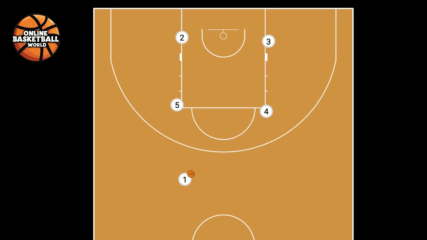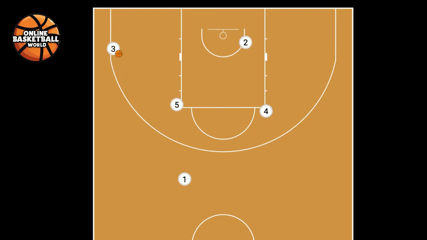Okay, so what is going to happen to start? Number 2 is going to come over here and set a screen for number 3. Okay, so number 2 is coming over and setting that screen. So number 3 is coming off the screen, and number 1 is going to feed the ball over to number 3. So number 3 is receiving that basketball.